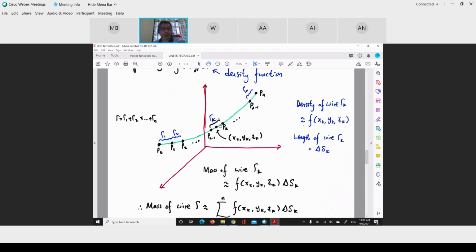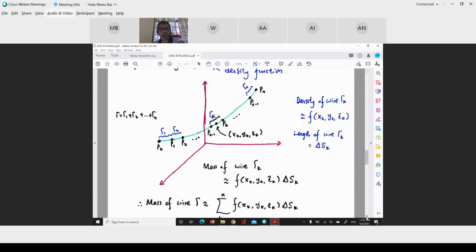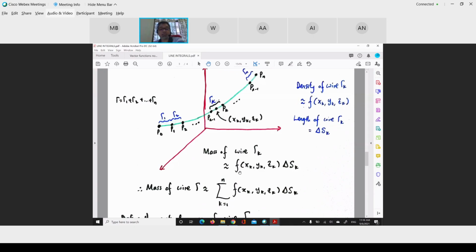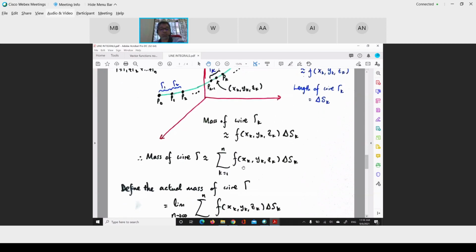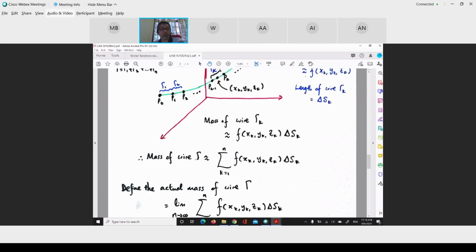We find the mass of each of gamma 1, gamma 2 until gamma n, and then we sum them up to get an estimate of the total mass of the wire gamma. The mass of wire gamma k: mass is density times length, right? So the mass of gamma k is approximately the density at the representative point xk, yk, zk times the length of gamma k, which is delta sk. So the total of the masses of gamma 1 up to gamma n is a summation that approximates the actual mass of the wire gamma.